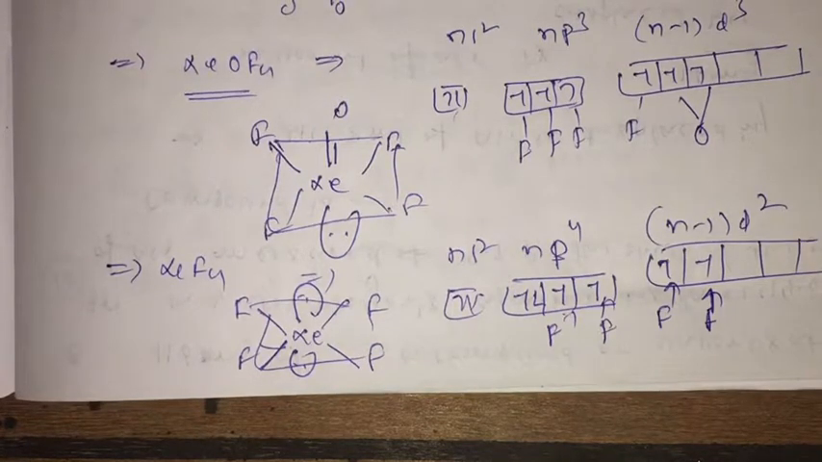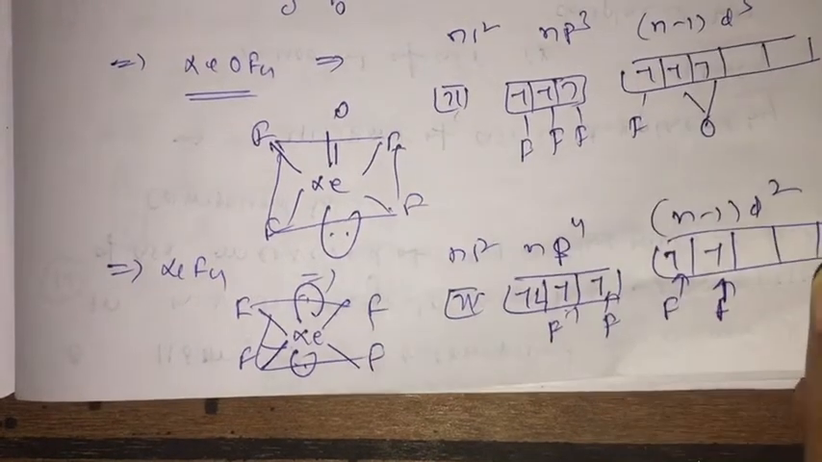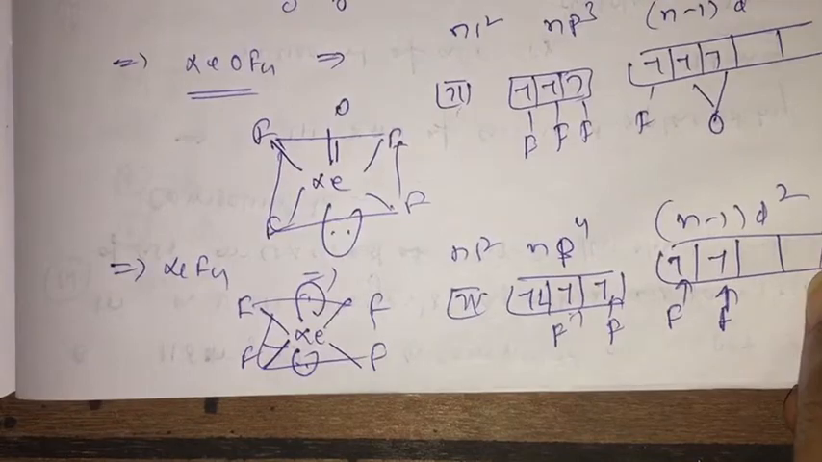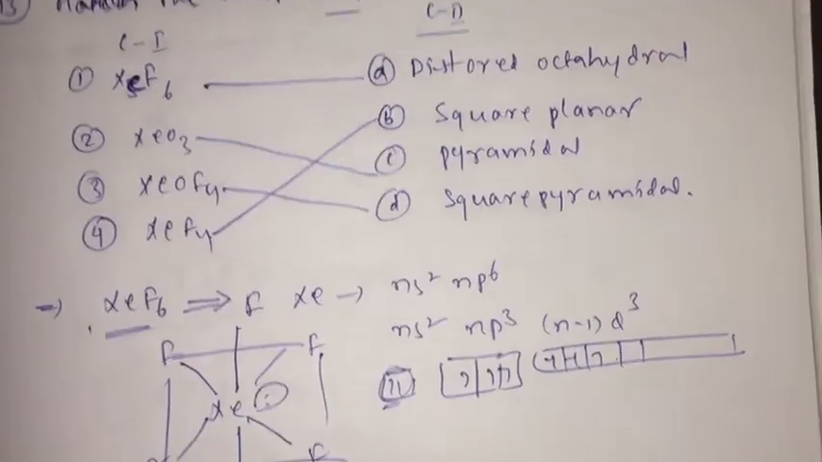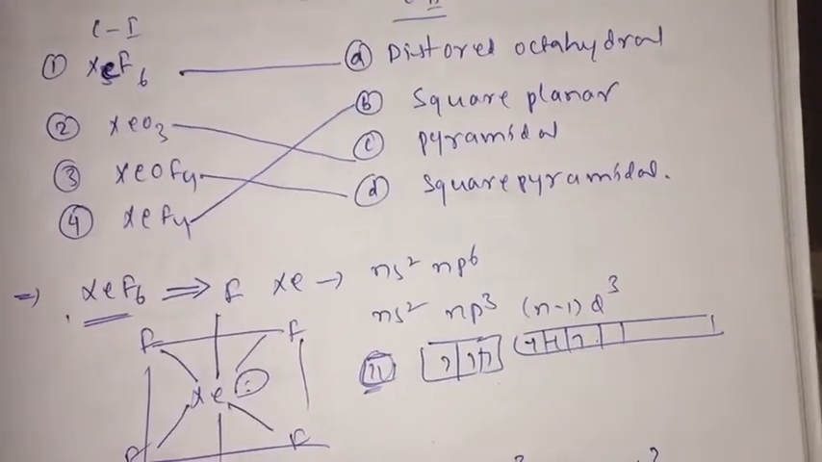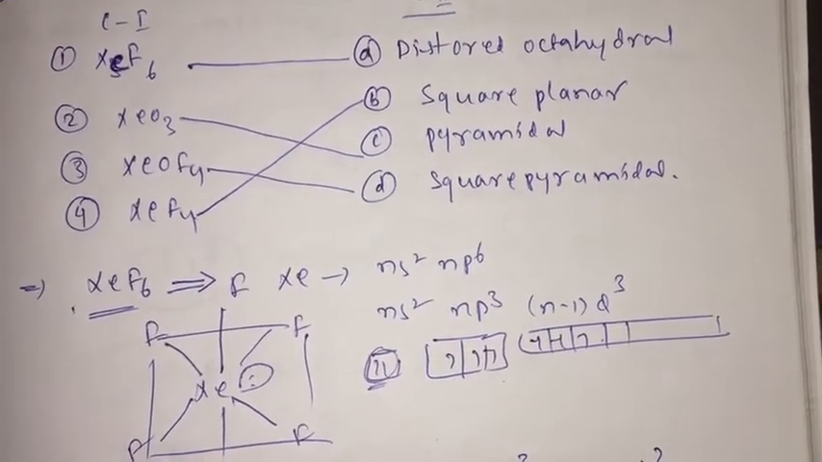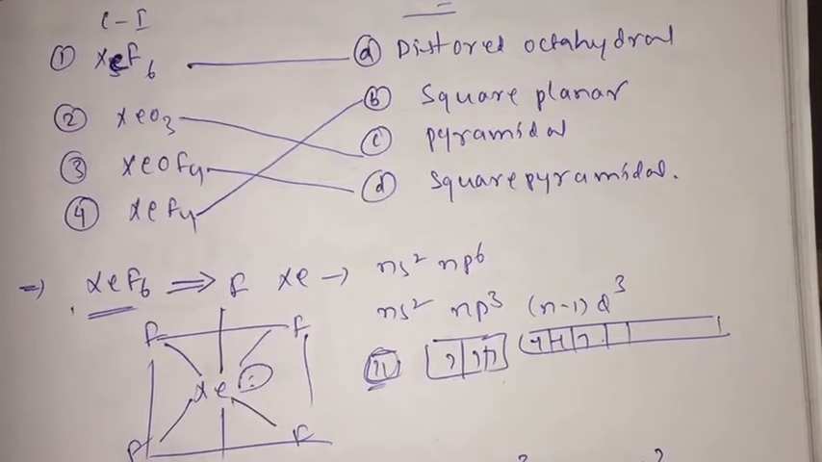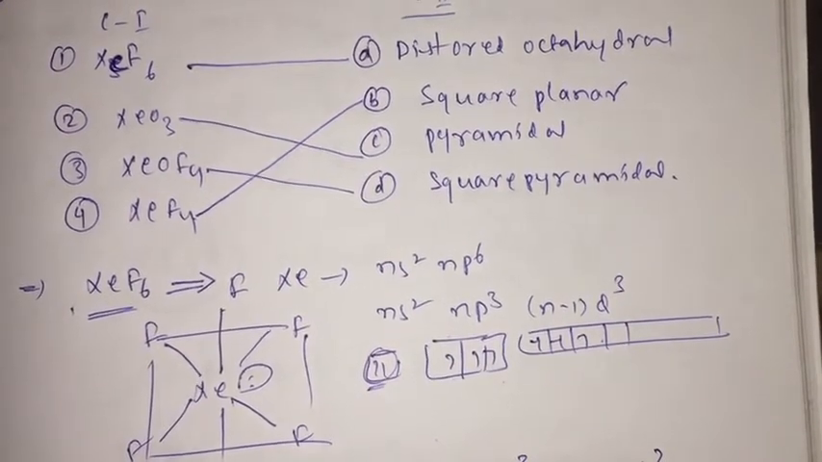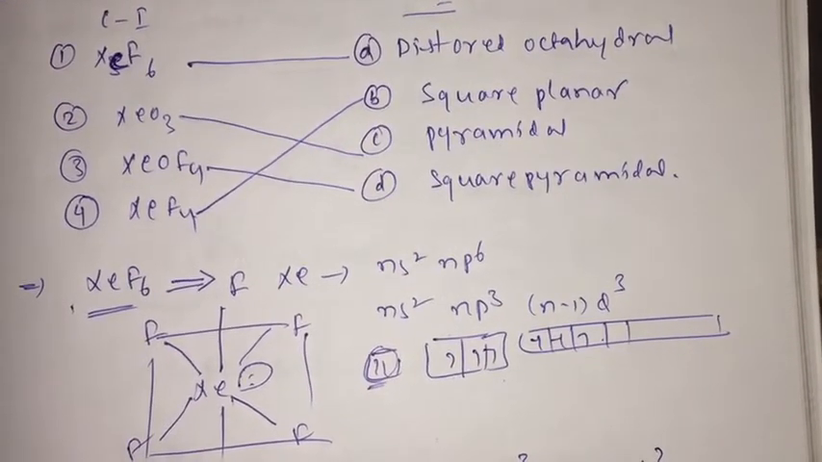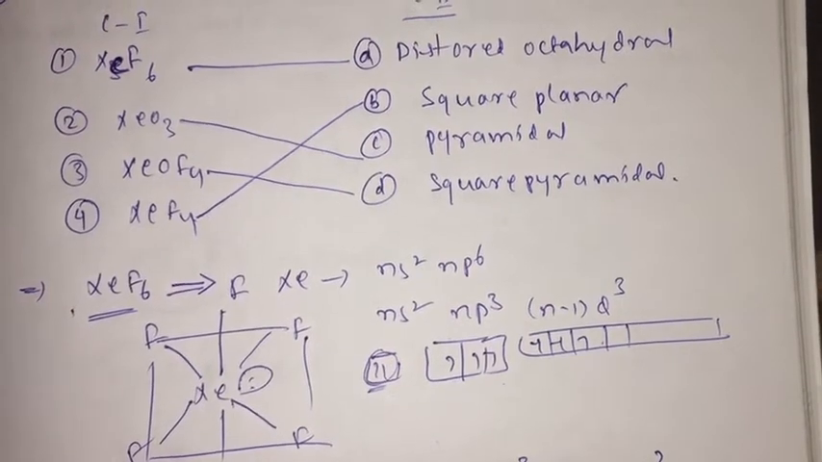Next is XeF4. In this case, 4 unpaired electrons are required, because 4 fluorines require 4 bonds. Then how many lone pairs are left here? 2 lone pairs left. So it will have a square planar structure. So finally what is decided? In this case, XeF6 is distorted octahedral, XeO3 is pyramidal structure, XeOF4 is square pyramidal structure, XeF4 is square planar structure.